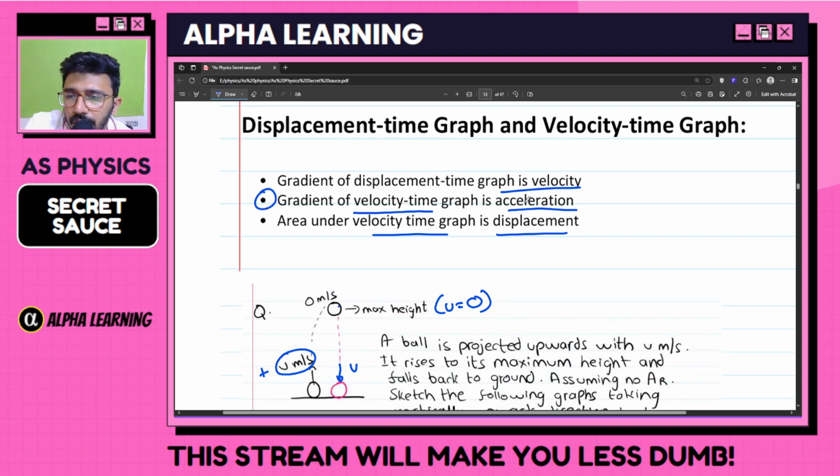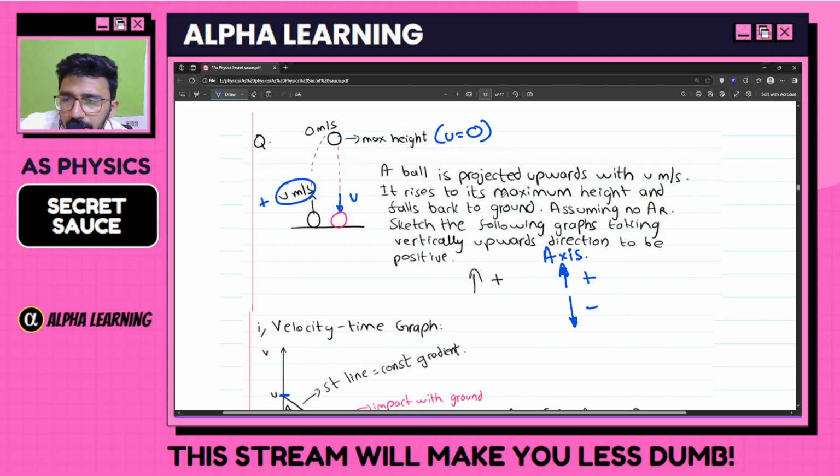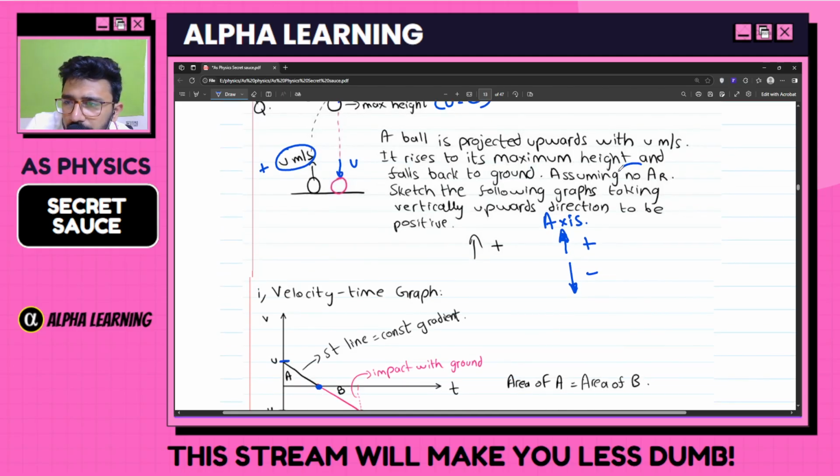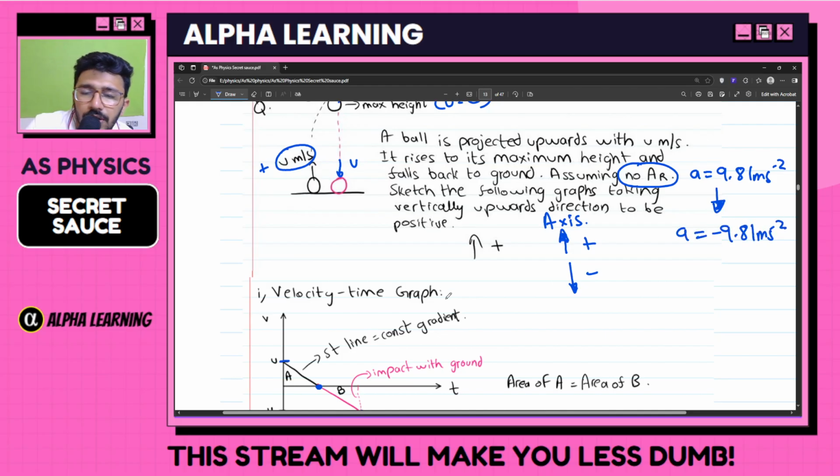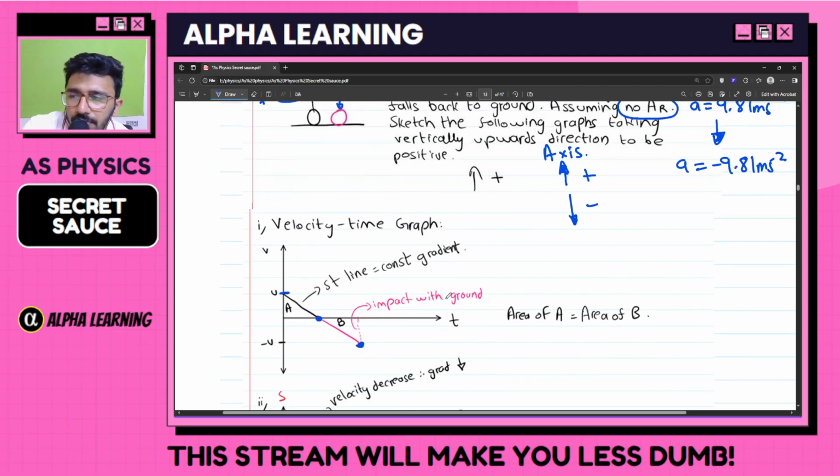The gradient of a velocity time graph is acceleration. Can you realize that there is no air resistance here? That means acceleration will be 9.81 ms^-2 acting downward. And since downward vectors are negative, your acceleration will become negative 9.81 ms^-2.